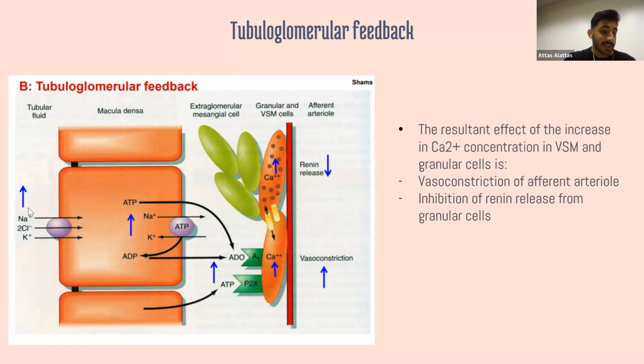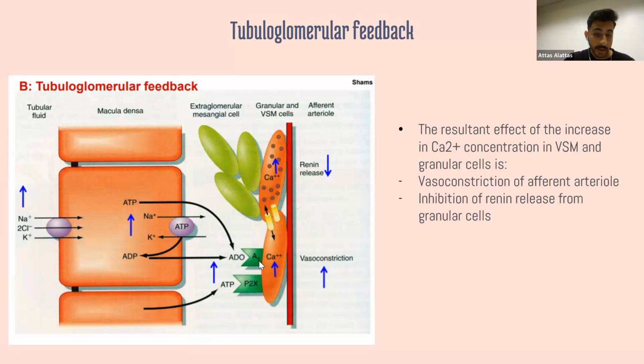These cells, once they sense that sodium and chloride is more in the tubular fluid, will reuptake these substances into the cell. And then once it reuptakes sodium, it uses this transporter to move sodium from the cell itself to the outside. And upon doing this process, it will use ATP. So ATP will be converted to ADP. This ADP and some ATPs will move to the outside of the cell. They will bind to their receptors.